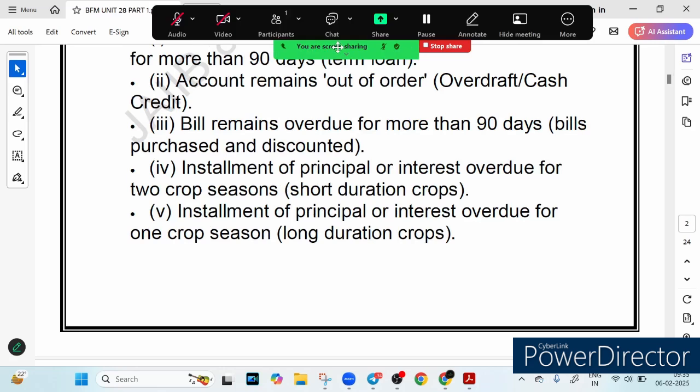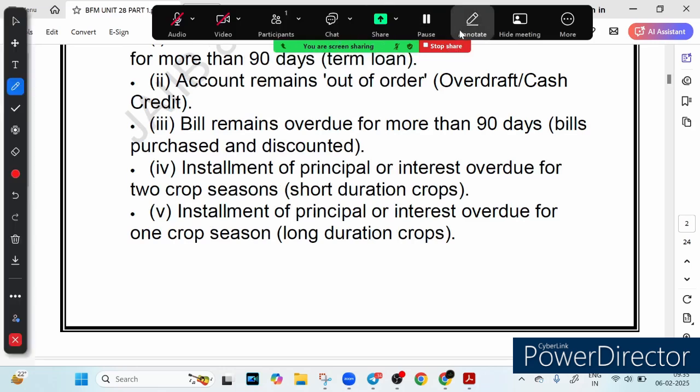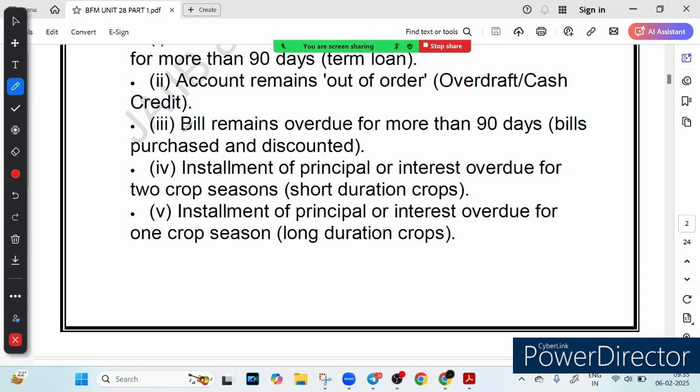The third case is for the bill overdue. A bill which remains unpaid for 90 days. When I say overdue, it simply means unpaid. What is the meaning of bill here? There are two types of bill: bill purchased and bill discounted, when the bank purchases a bill or discounts a bill. So a bill which remains unpaid for more than 90 days turns into NPA.